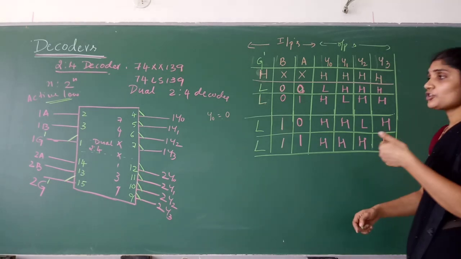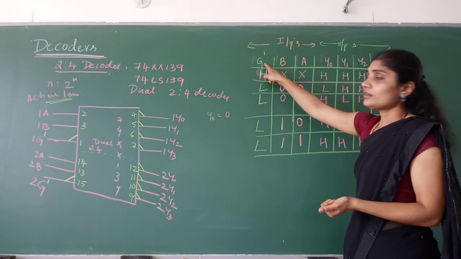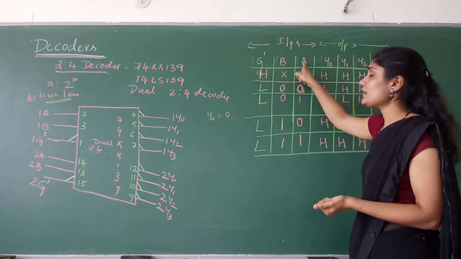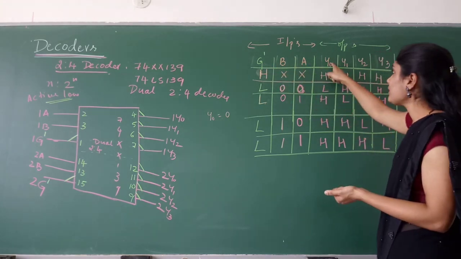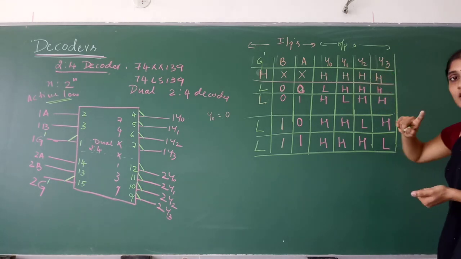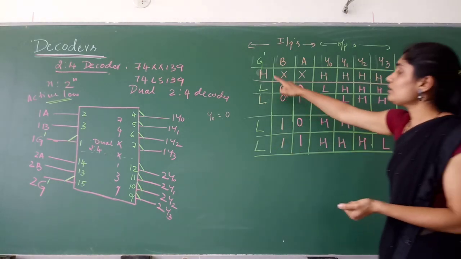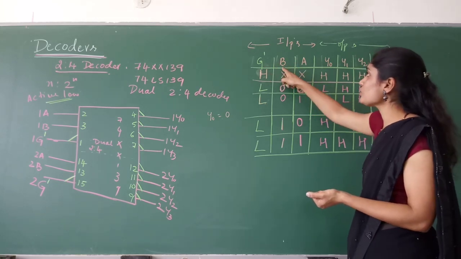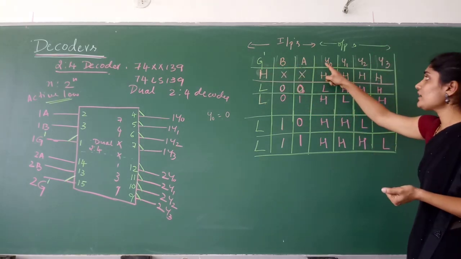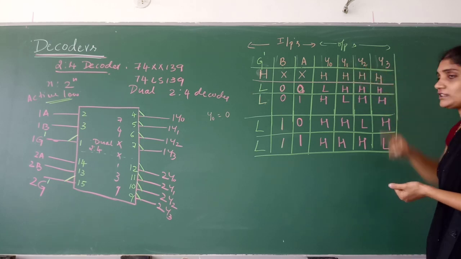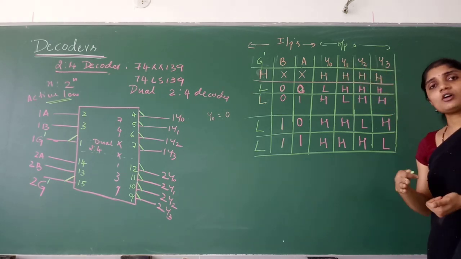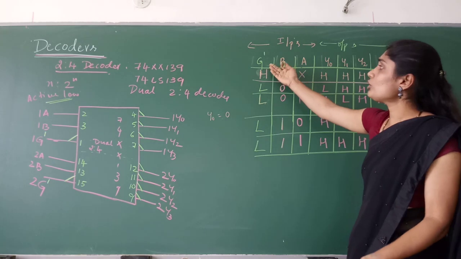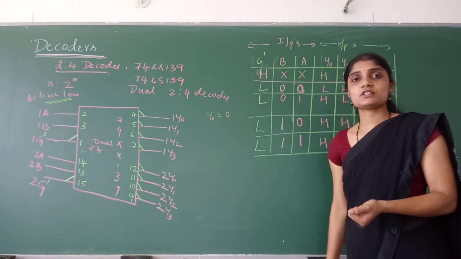If you are using the first decoder, use 1G dash, 1B, 1A. Outputs you are going to get at 1Y0, 1Y1, 1Y2, 1Y3. If you want to use the second decoder, give the input to 2G dash, 2B, 2A. Outputs you are going to get at 2Y0, 2Y1, 2Y2, 2Y3. If you want to use both decoders, you can do so by giving the signal at all the inputs.